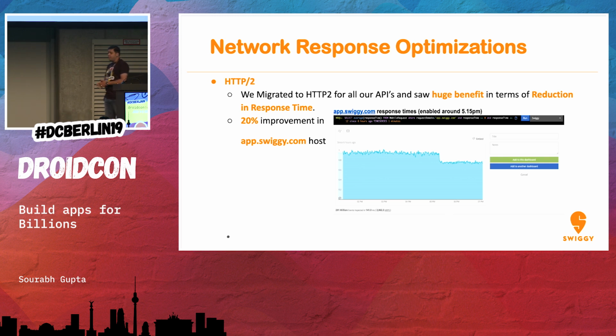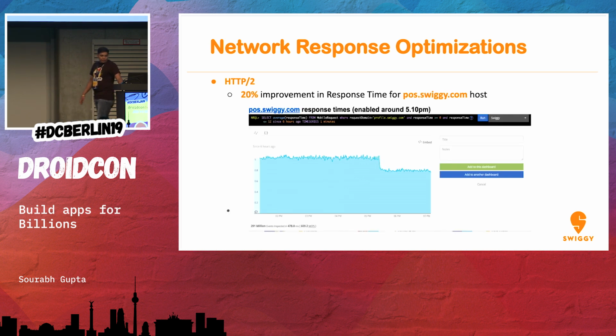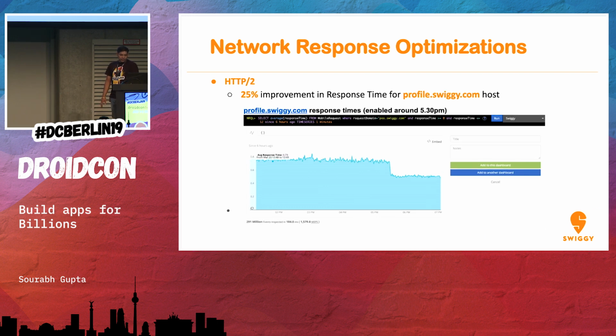And OkHttp by default provides HTTP2 support. You just have to enable it from the backend. So this is the improvement for another host, where we have seen like 20%. We have seen 25% also for one of the hosts.